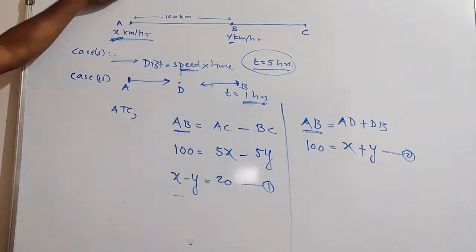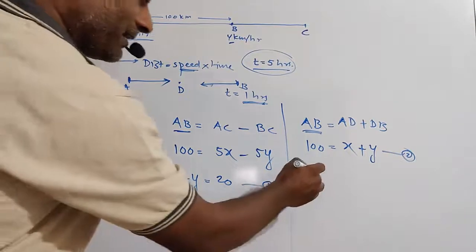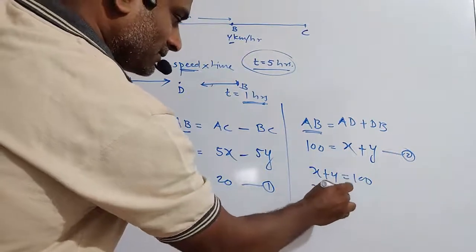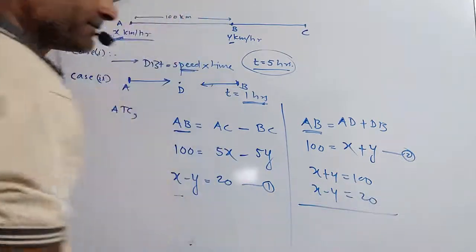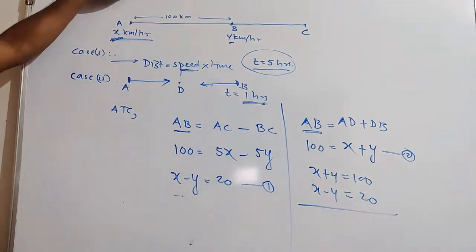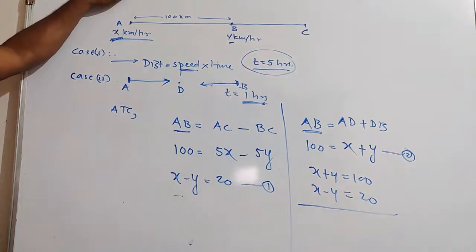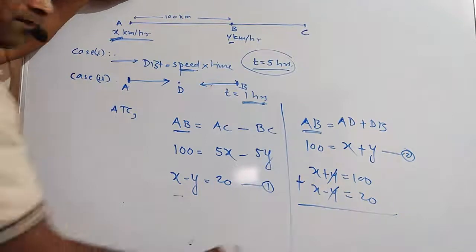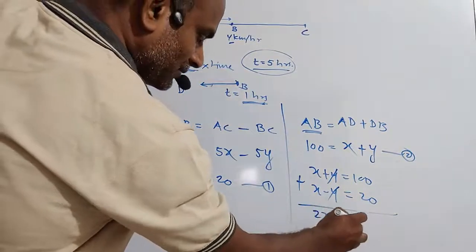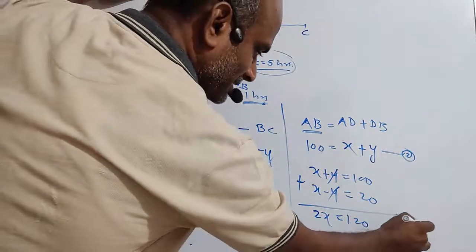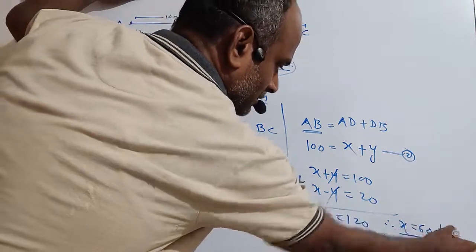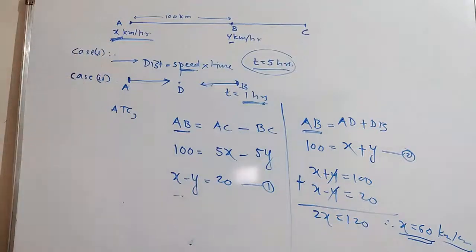So likewise, we got the two equations: x plus y is equal to 100 and x minus y is equal to 20. And we can easily solve these. If we add both equations, plus y and minus y will be cancelled. So it will be 2x is equal to 120. Therefore x is equal to 60 kilometer per hour. So the speed of car A will be 60 kilometer per hour.